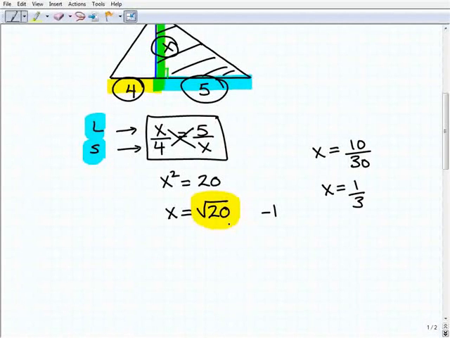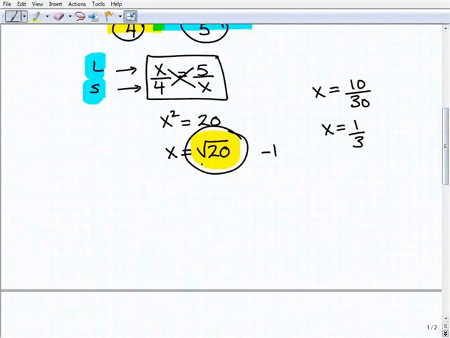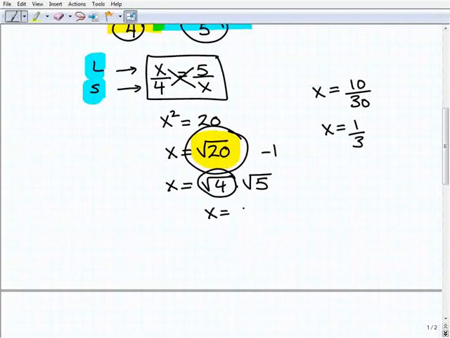And this is kind of a common trait with a lot of students dealing with radicals. So make sure you fully simplify radical expressions. The square root of 20 is equal to the square root of 4 times the square root of 5. I'm just separating the factors of 20 because I have a perfect square right there. So x would be equal to the square root of 4, which is 2, times the square root of 5. So that's the answer I'm looking for.